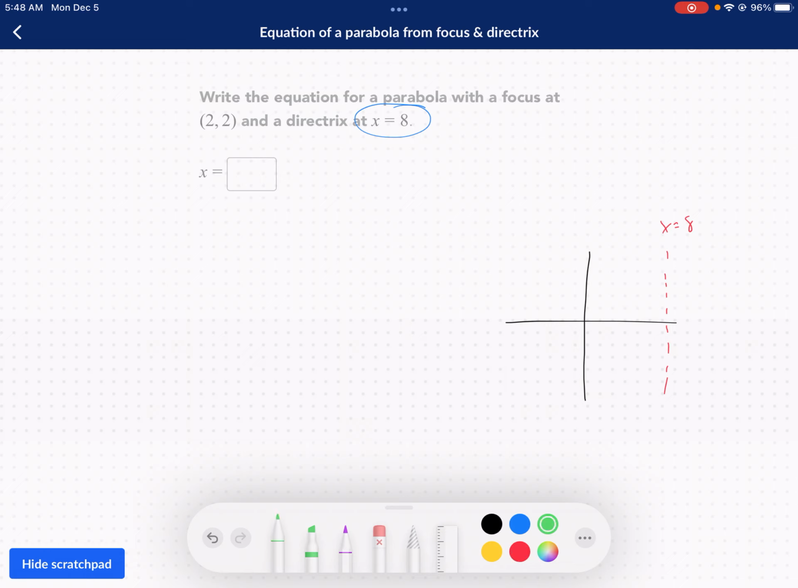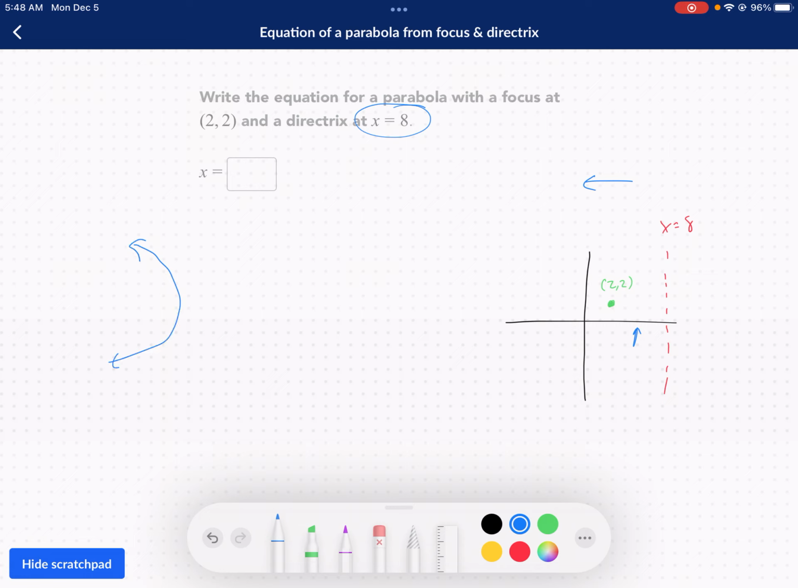That's at 2, 2. So I'm going to go 2 over, 2 up. Let's just say it's right there. It doesn't have to be perfect. I want a rough idea where this goes. So that's 2, 2. So I know my vertex needs to be somewhere in between, and I know it opens up to the left because it has to open away from the directrix. Now, you're looking at this and you're probably thinking, whoa, this opens up to the left. Yes, parabolas can open left and right also.